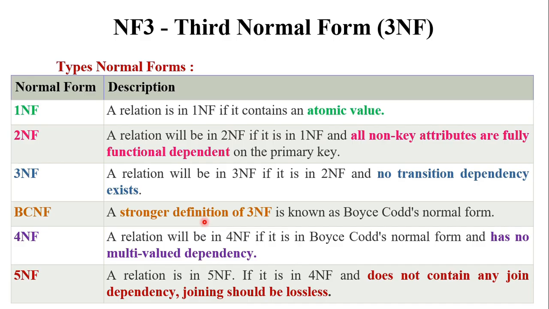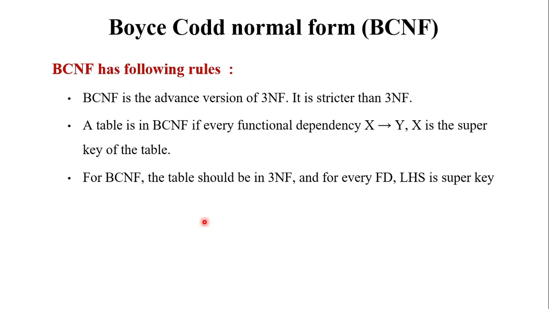So let's see the rule. BCNF is an advanced version of 3NF. It is stricter than the 3NF. 3NF is not allowing the transitive dependency, so the same rule. So how are they maintaining the stricter rule, let's see. A table is in BCNF if for every functional dependency X determines Y, which means Y depends on X, in that case the X should be the super key.